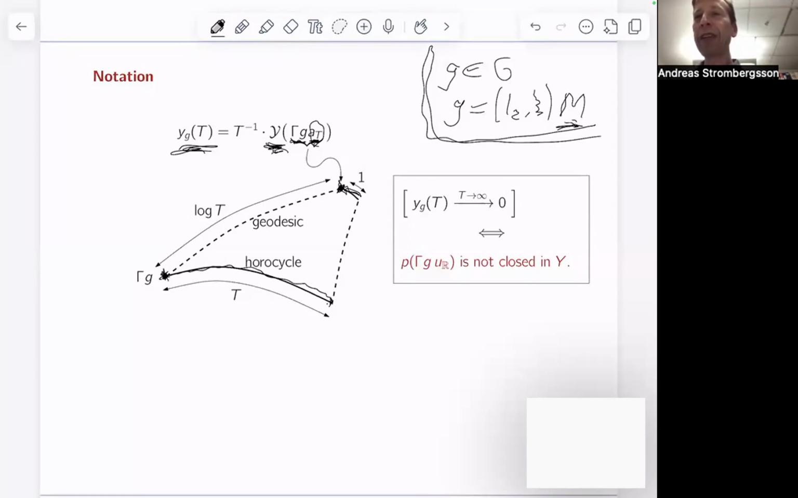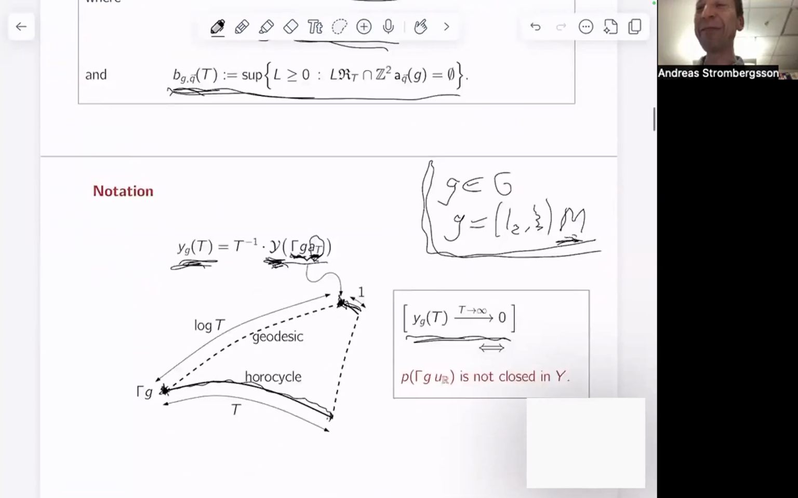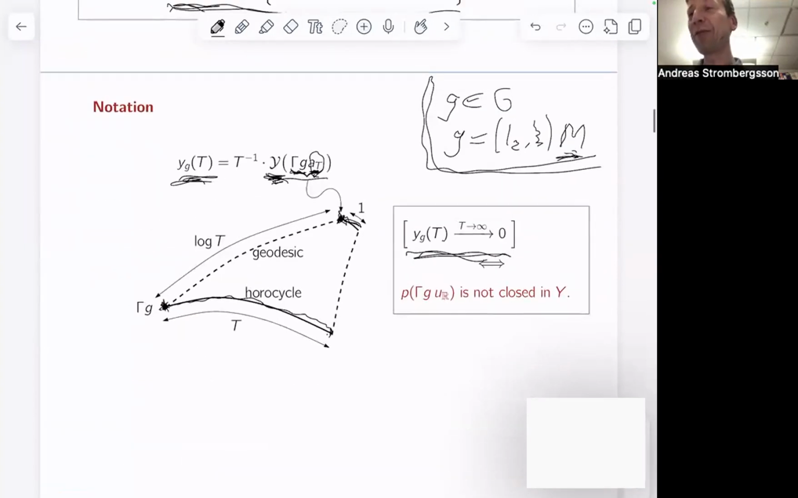And we have to assume that this divided by t tends to 0. So that then and only then will the first term in my bound tend to 0. And it turns out that this happens if and only if the projected curve in y is not a closed horocycle. And then it's a well-known fact that every non-closed horocycle in y actually equidistributes in y. So at least we have a chance to become equidistributed. Yeah, so that's the explanation of the first term here.